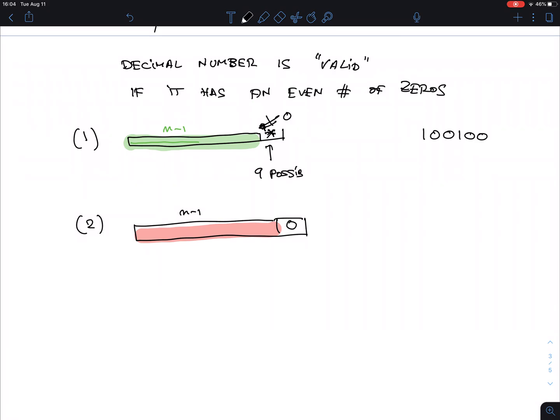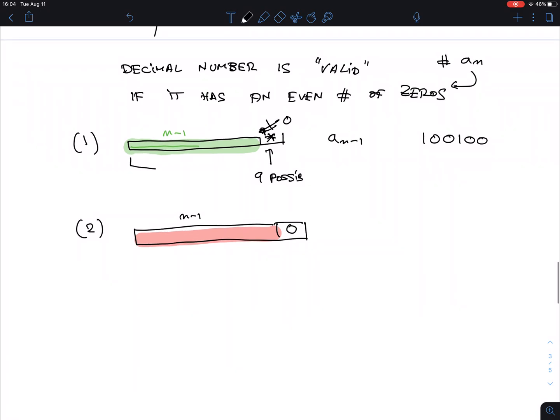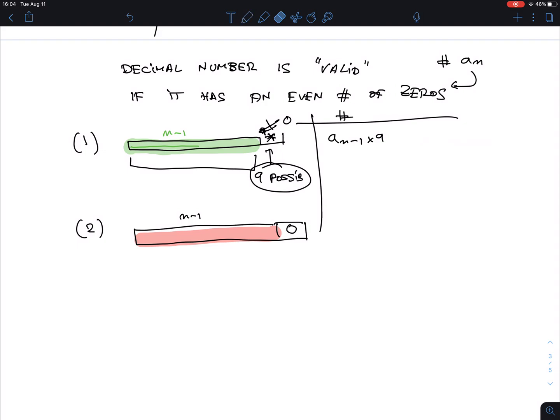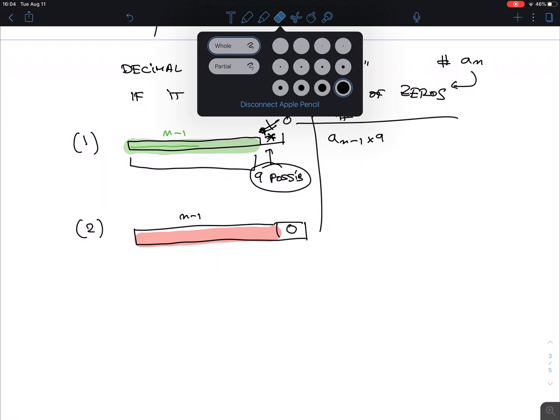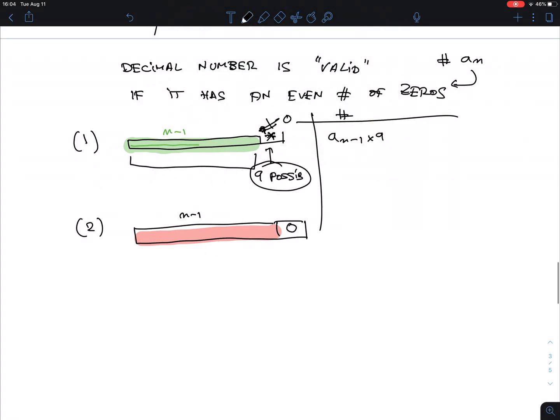So let's now count how many there are of type 1. Let's call the number of valid strings a_n. Here this is a_(n-1) choices, and here I have 9 choices. This is the product rule: I have a_(n-1) possibilities for this one, and 9 possibilities with that, and they're independent. So it's 9 times a_(n-1).